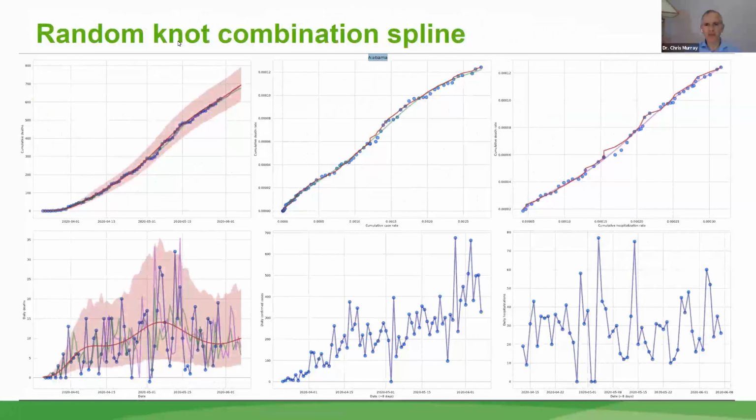Now, the random knot combination spline, here's an illustration starting in the US, and then I'll move on to Egypt and Iran. On this panel, you see all the data that goes into our assessment of the past and the near future, the 8 days into the future. The top row are cumulatives in log space. So we're showing dates along the x-axis, and then on the far left panel is cumulative log deaths. The middle panel is cumulative log cases, and the far right panel is cumulative log infections. And we use those relationships to go from infections and hospitalizations and deaths into the bottom left corner.